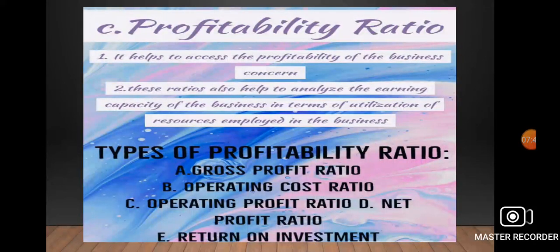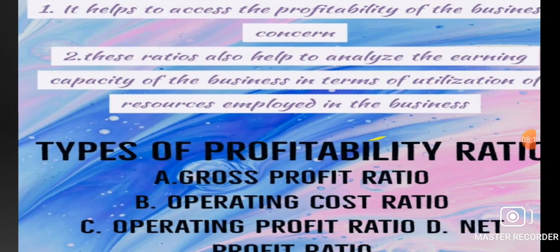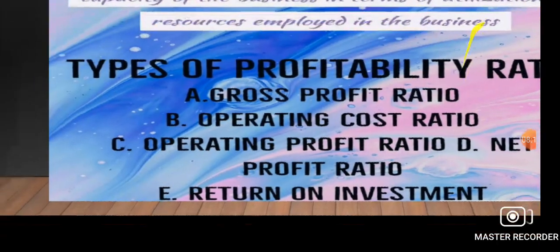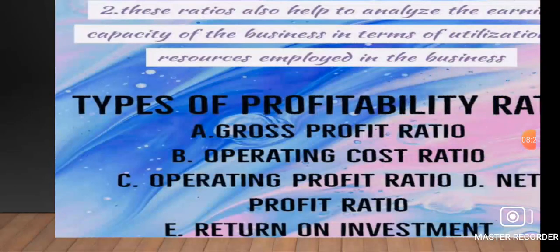Then profitability ratio. It helps to assess the profitability of the business. These ratios also help to analyze the earning capacity of the business in terms of utilization of resources employed in the business. So the types of profitability ratio: gross profit ratio, operating ratio, operating cost ratio, operating profit ratio, net profit ratio, return on investment.